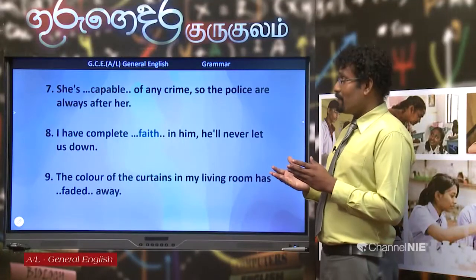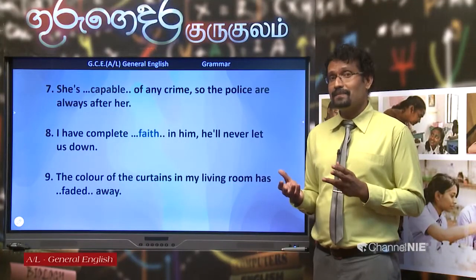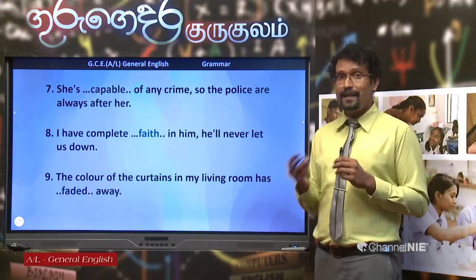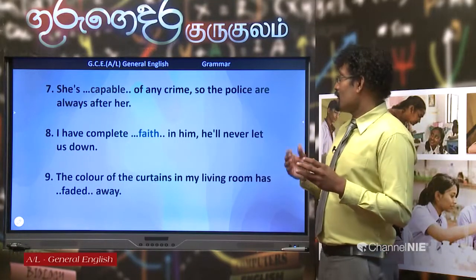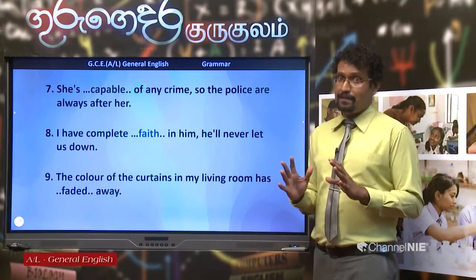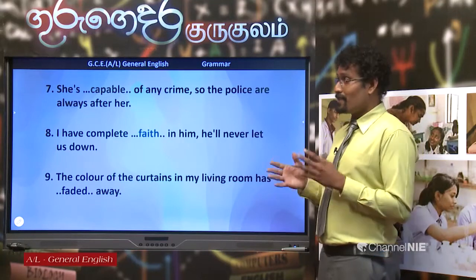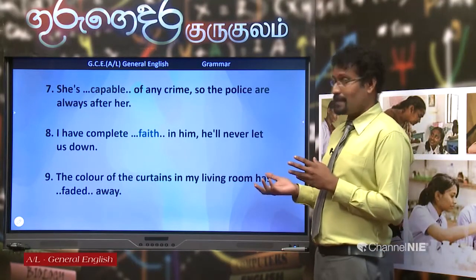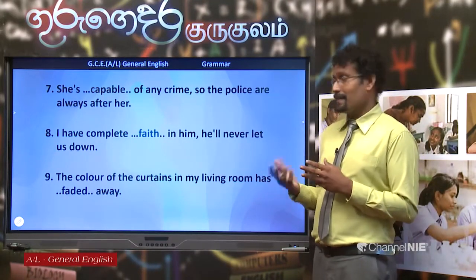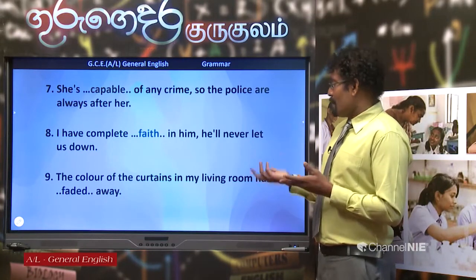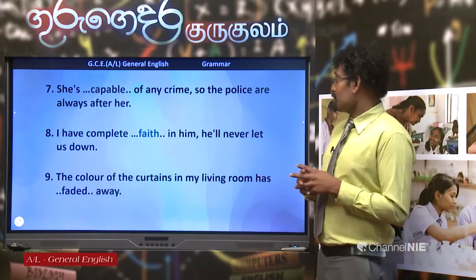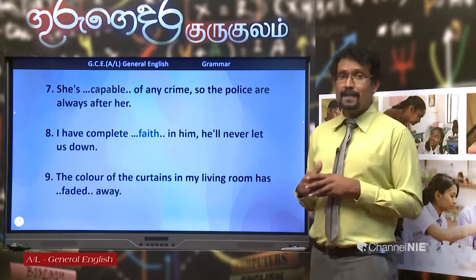She is capable of any crime. She can do any crime. She is a bad character, so she can do any kind of crime. So, the police are always after her. They are checking on her, what she is going to do next. She is a bad character. She is an antisocial character. She is capable of any crime, so the police are always after her.